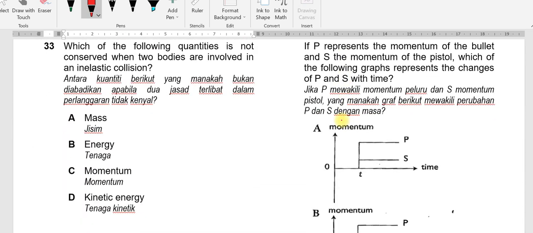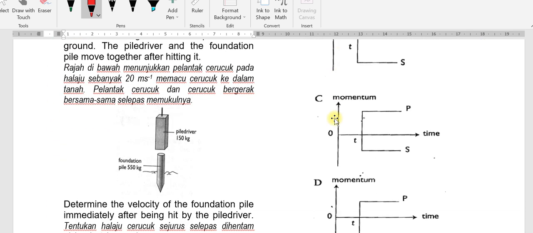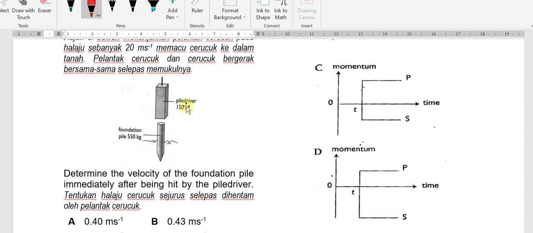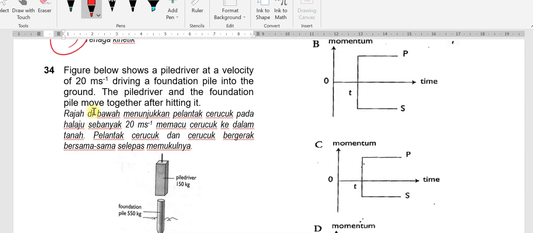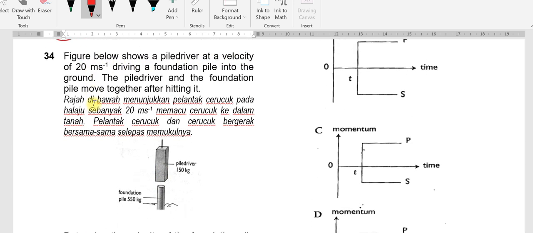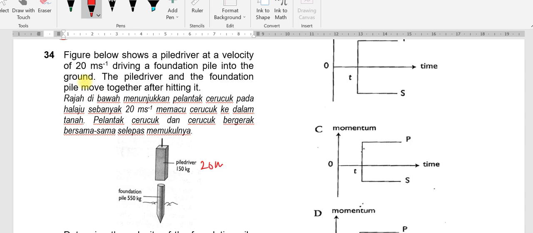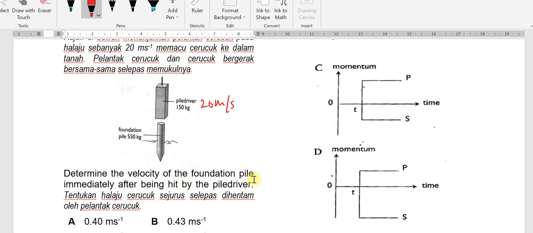33. Which of the following quantity is not conserved in inelastic collision? Definitely kinetic energy. 34. Figure below shows a pile driver at velocity 20 meter per second. The pile driver and the foundation pile move together. Move together means inelastic. Determine the velocity of the foundation pile immediately after being hit by the pile driver.